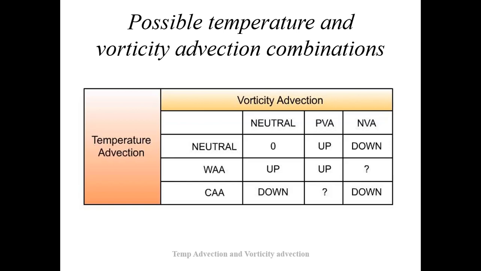And then lastly, the third row, CAA, cold air advection. So I have cold air advection, colder air moving into an area, but I have neutral vorticity advection, I have downward motion. But if I have cold air advection and PVA, then we're not really sure what's going to happen there, whether we're going to have rising or sinking air. And then cold air advection and negative vorticity advection, that combination is going to give me downward vertical motion.